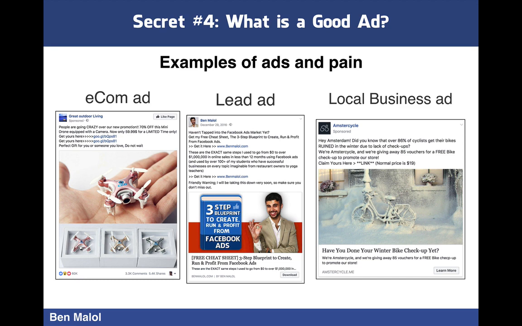So I'm basically talking about here the pain of missing out, because you read this and you're like, oh wow, am I missing out on something here? What is this Facebook ads market? Okay, I should get this cheat sheet. And then we have a local business ad.